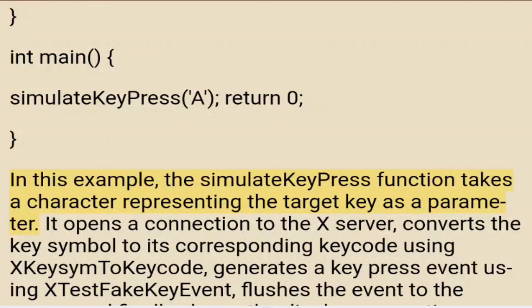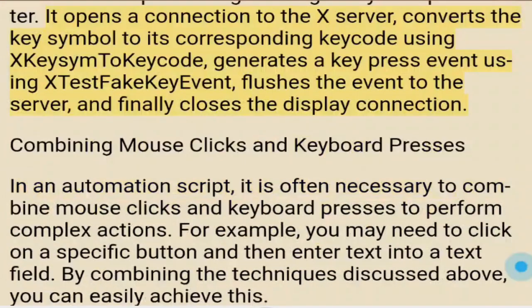In this example, the simulate_key_press function takes a character representing the target key as a parameter. It opens a connection to the X server, converts the key symbol to its corresponding keycode using XKeysymToKeycode, generates a key press event using XTestFakeKeyEvent, flushes the event to the server, and finally closes the display connection.